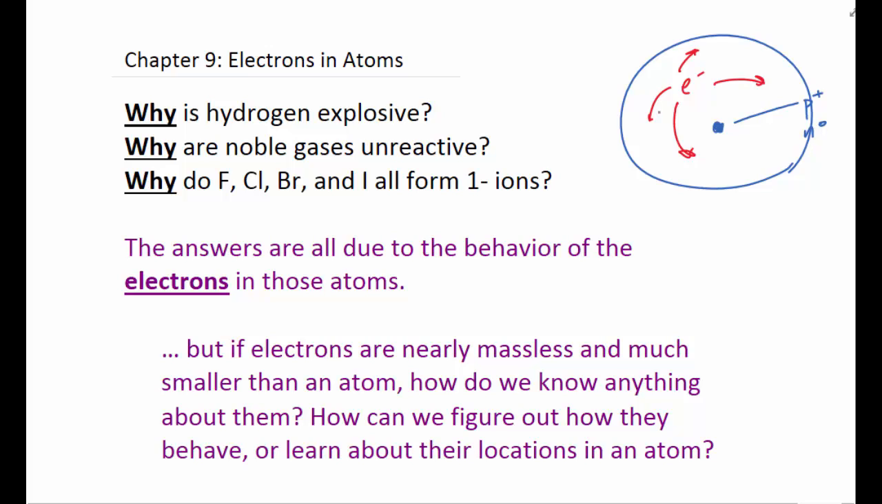Almost all of an atom's mass comes from the nucleus, the protons and the neutrons. Electrons are almost massless. They do have a mass, but it's insignificant in the total mass of an atom. So they're nearly massless, and they're much smaller than an atom. How is it that we know anything about them at all?